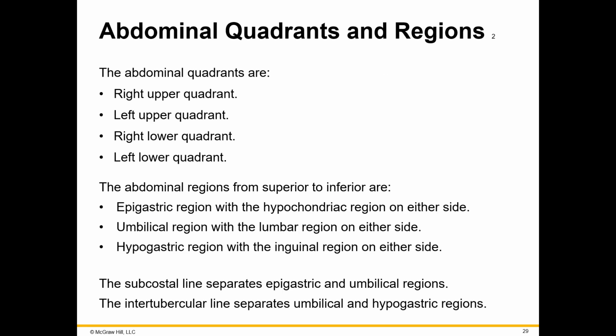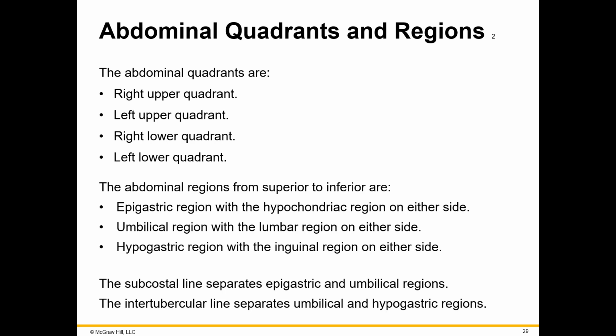The abdominal quadrants are right upper quadrant, left upper quadrant, right lower quadrant, left lower quadrant. The abdominal regions from the superior to inferior are epigastric regions with the hypochondriac region on either side. Bear this in mind, though they are the two top sections or regions, they do have the term hypo, which can mix you up and make you think that that term belongs below something. In this case, it's talking about below the cartilage, because chondri is your word part for cartilage. And the cartilage it's pertaining to is the cartilage of the sternum.